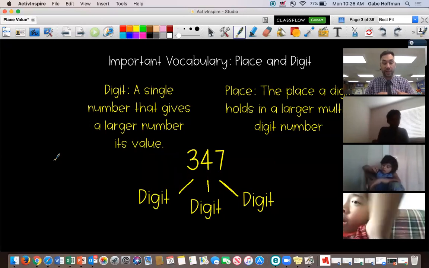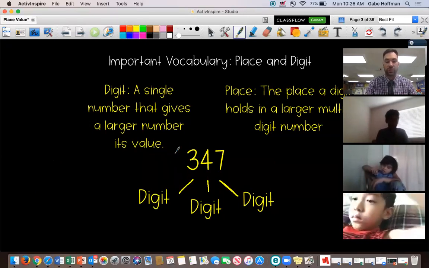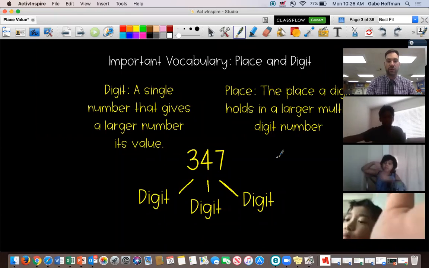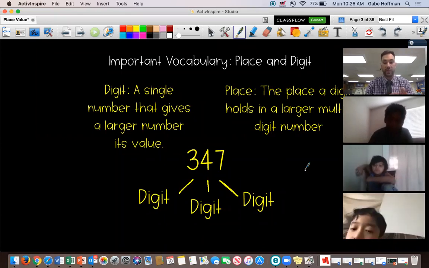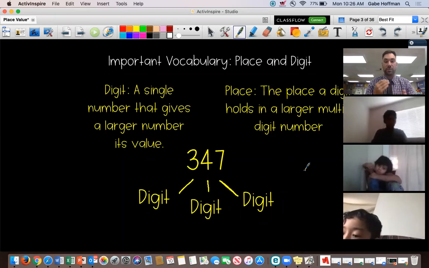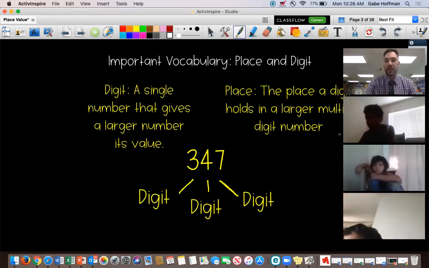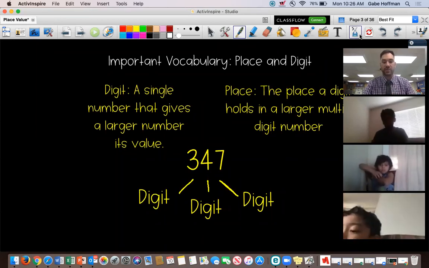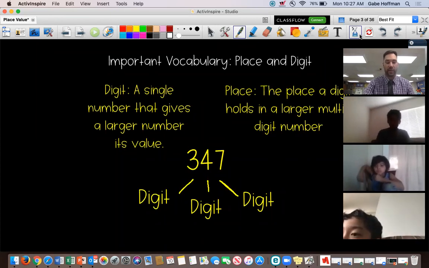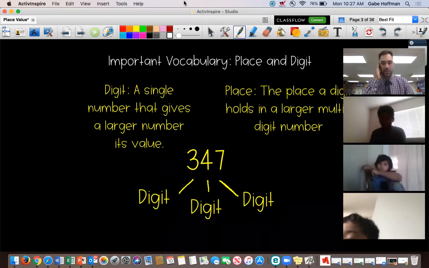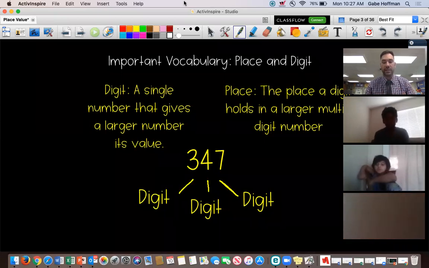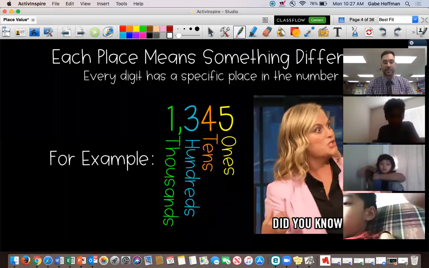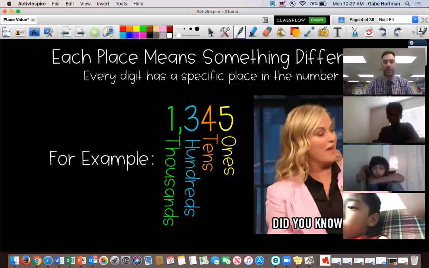So the thing we really have to understand is that the 3 is actually not worth 3 because of its place. The 4 means something besides 4, okay? They all have their own value when it comes to place value, and we'll get more into that this week. The other thing we want to talk about is the place in the number. The place is the place that a digit holds in the larger number. So for example, in this number, the 7 is in the ones place, the 4 is in the tens place, and the 3 is in the hundreds place, right? There are 3 digits in the whole number, but they each have their own place and mean something different.